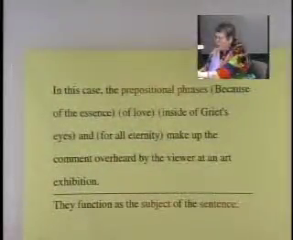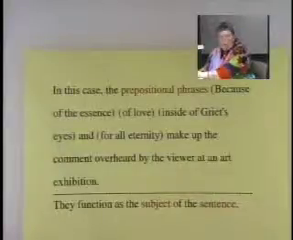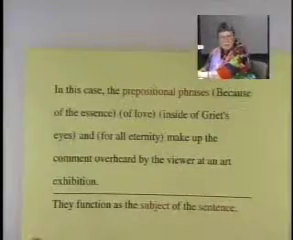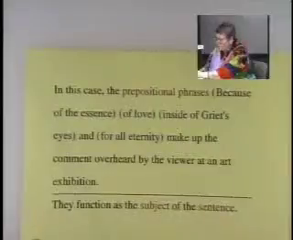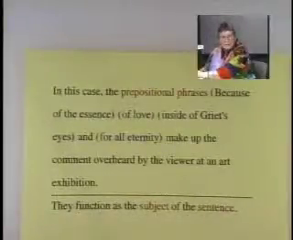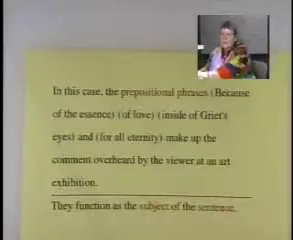Now, on those phrases, because of the essence of love inside of Greet's eyes for all eternity, those all make up the comment that was heard by that viewer at an art exhibition. They function collectively as the subject of that sentence. And yet, each of those phrases can be answered by one of those 6 questions.